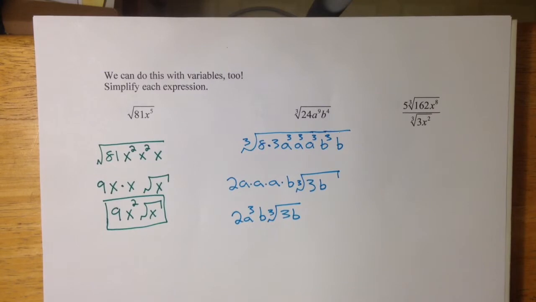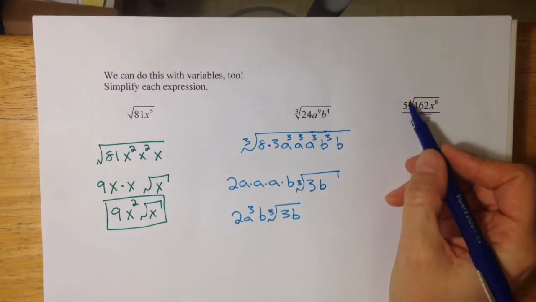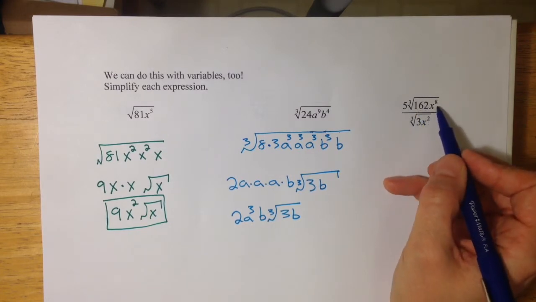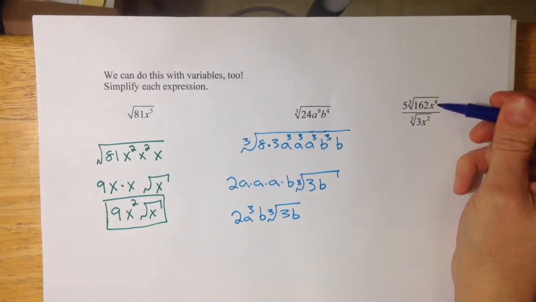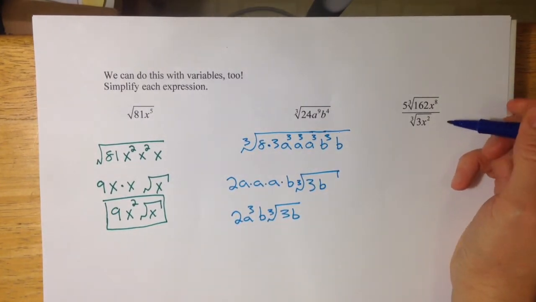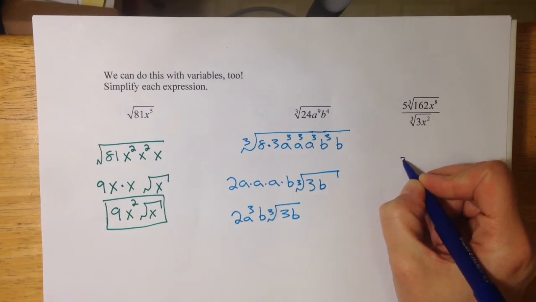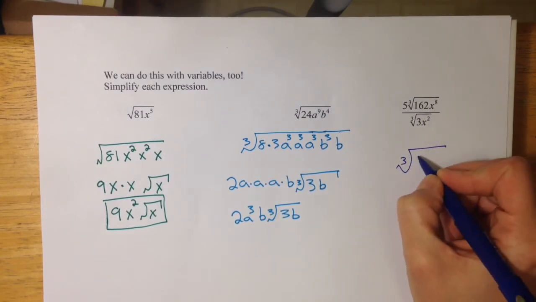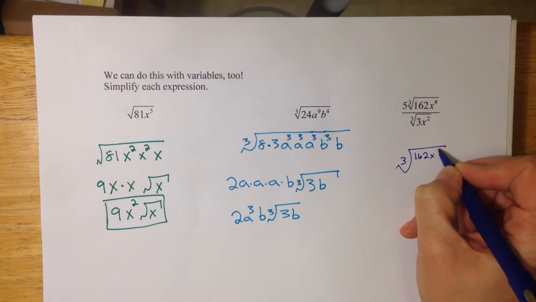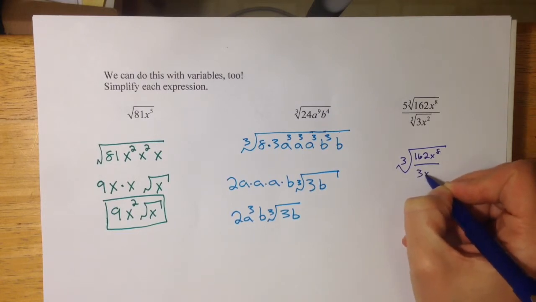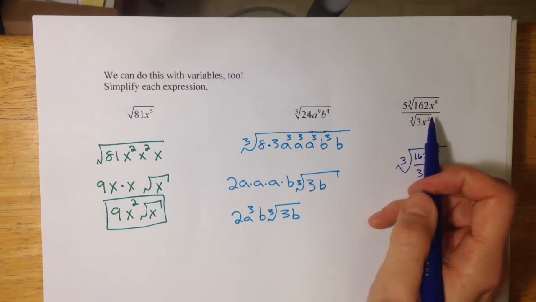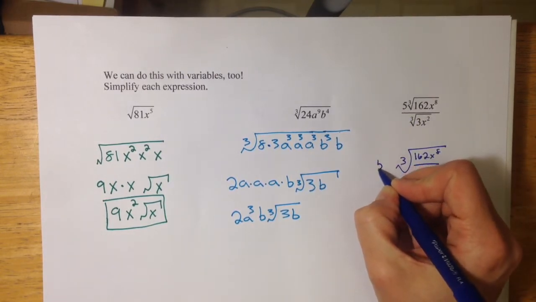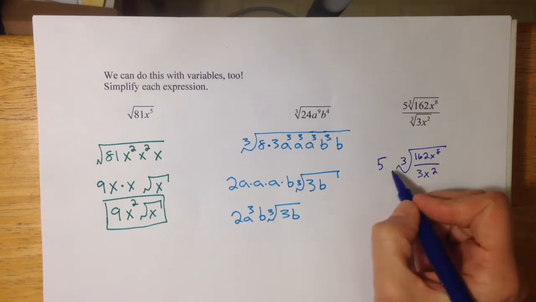Now this last example looks a little icky, but I think we can do it. I've got 5 times the cubed root of 162x to the 8th over the cubed root of 3x squared. I see that I have 2 cubed roots, so I'm going to go ahead and push those together and make this the cubed root of 162x to the 8th over 3x squared. But don't forget about this 5. The 5 was in the numerator of a fraction, so that means that I've got the whole thing being multiplied by 5.